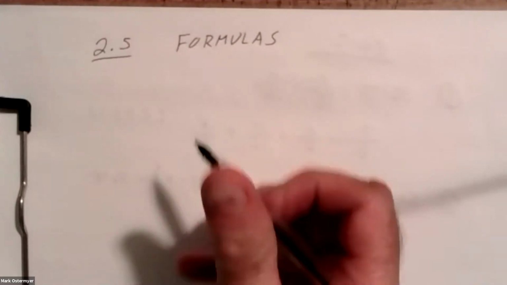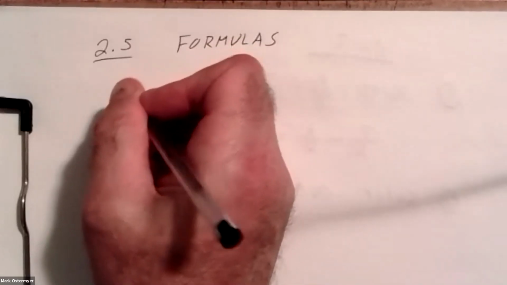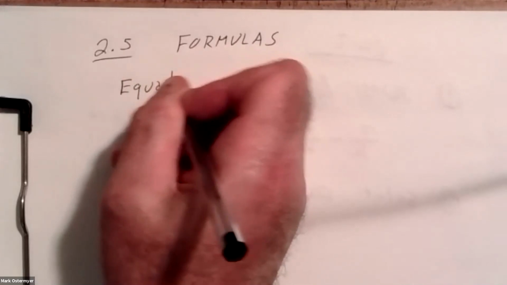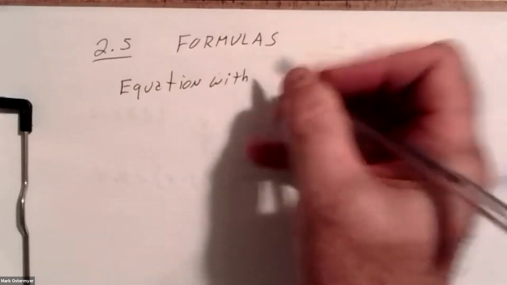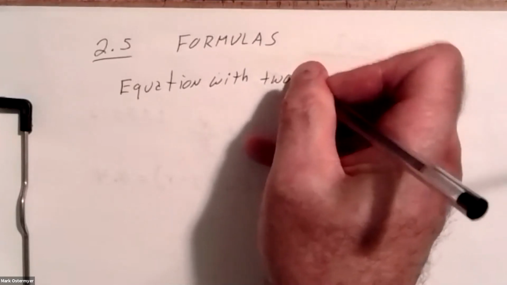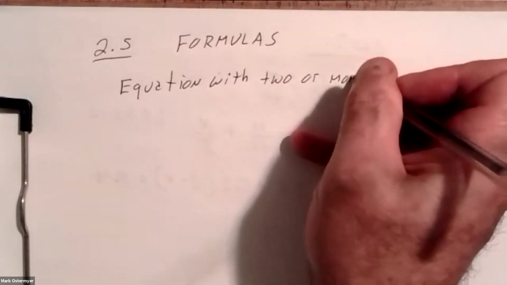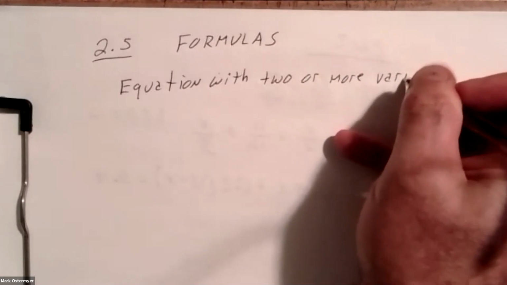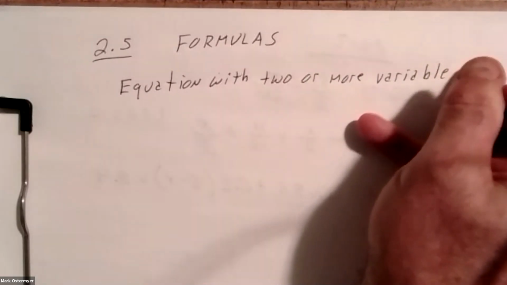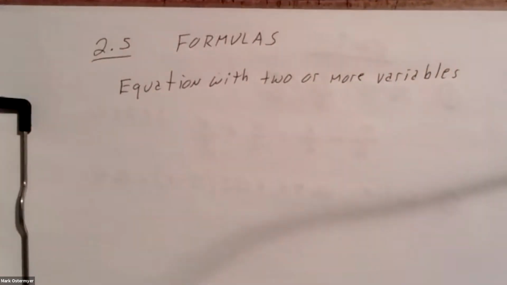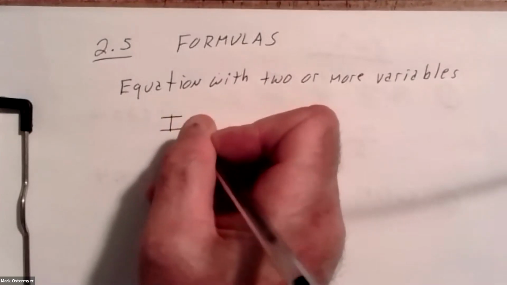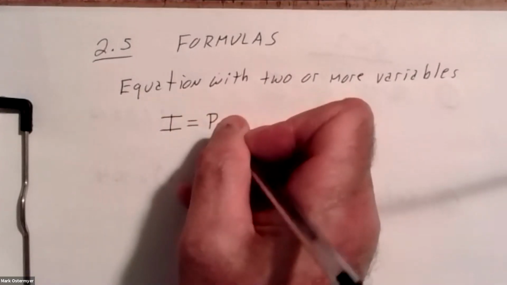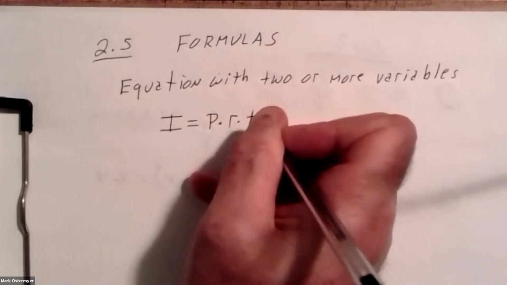Formulas. What is a formula? A formula is an equation with 2 or more variables in it. And there's a lot of formulas out there in the real world that are being used every day. For instance, ladies and gentlemen, here's a formula. I is equal to P times R times T. Has anybody ever seen this formula before?